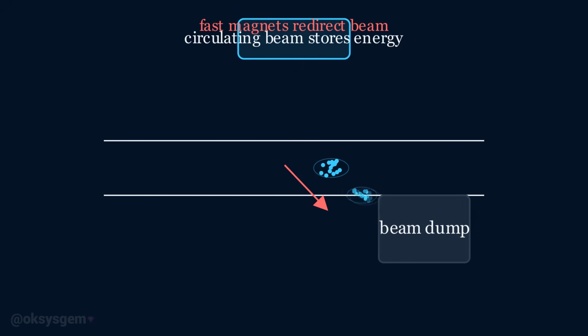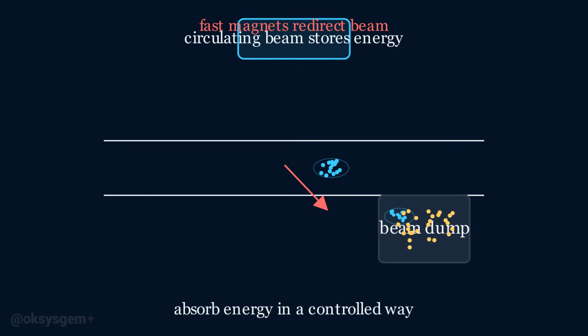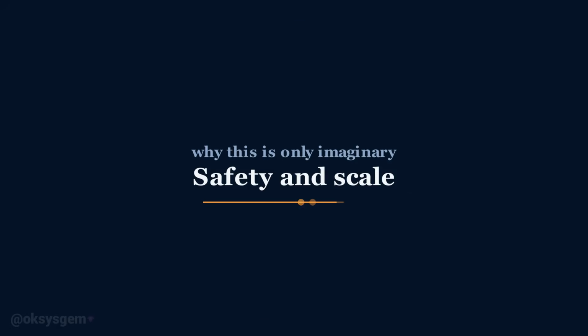When the beam needs to be removed, fast magnets redirect it away from its normal orbit and into a specially designed material capable of absorbing its energy in a controlled way. Even stopping the particles requires its own engineered system. This also explains why you could never actually experience the point of view we have been imagining.